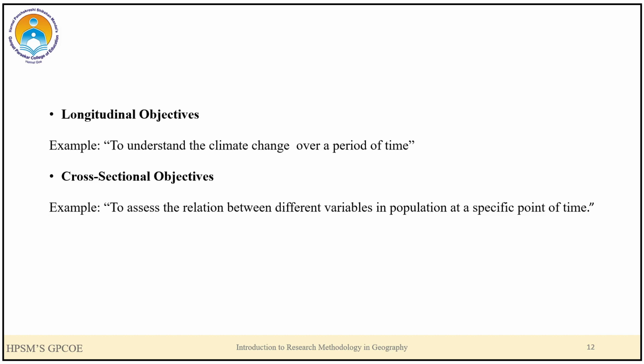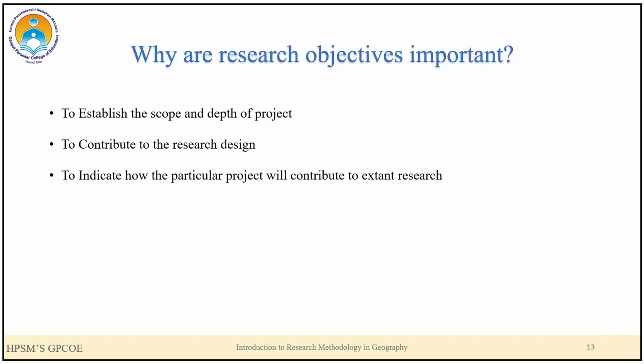Next, longitudinal objectives. These objectives involve studying the same subject or entities over an extended period to track changes or development. For example, to understand the climate change over a period of time. Next is cross-sectional objectives. Cross-sectional objectives involve the study of a sample at a single point in time to gather data about a population's characteristics or attitude. For example, to assess the relationship between different variables in a population at a specific point of time.